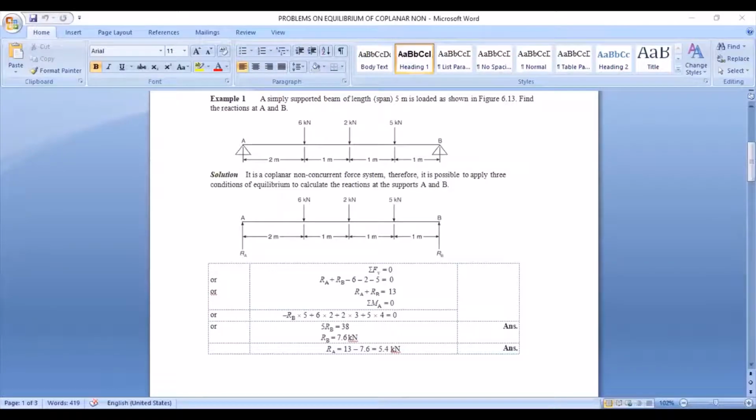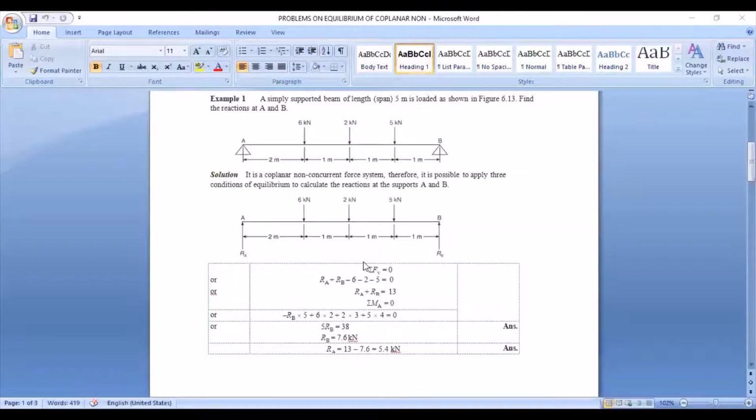Now we know that the reactions are solved by using three equations of equilibrium. Those three equations of equilibrium are sigma Fx is equal to 0, sigma Fy is equal to 0, and sigma moment is equal to 0. Now since in the present problem we do not have any horizontal forces, we are not going to use sigma Fx. We are going to use the other two equations of equilibrium. So let us use sigma Fy is equal to 0.